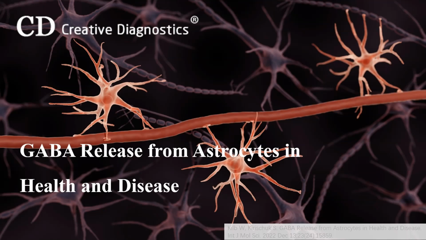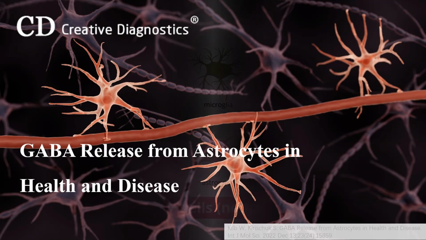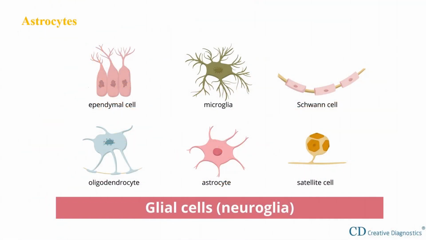This video we are going to talk about the GABA release from astrocytes in health and disease. Astrocytes are the main glial cells in the central nervous system. Although they are non-excitable, astrocytes perform a wide range of roles, such as maintaining extracellular ion balance, clearing neurotransmitters, regulating synapse numbers and modulating local blood flow.